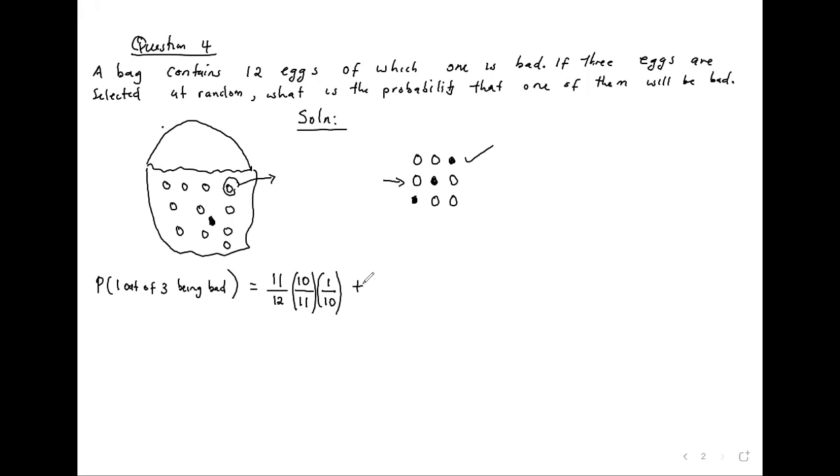Sir, why not 9/10? The 9 is the white. 11 over... But you're picking black. No. And you only have 1 black.